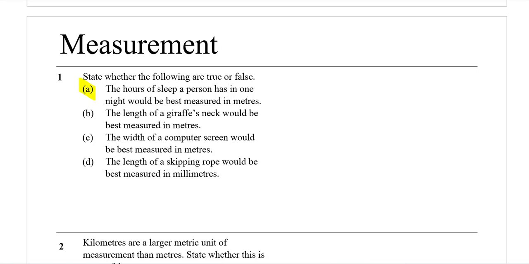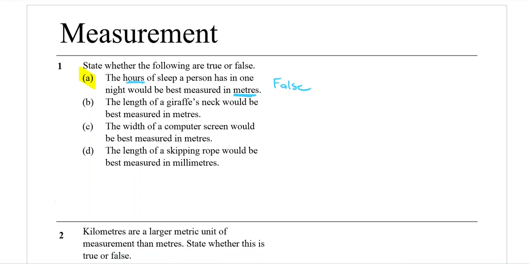Are you ready? So first question. State whether the following are true or false. The hours of sleep a person has in one night would be best measured in meters. True or false? False. Thank you, Shian. It says hours of sleep and we're measuring it in meters. That makes no sense. Okay.